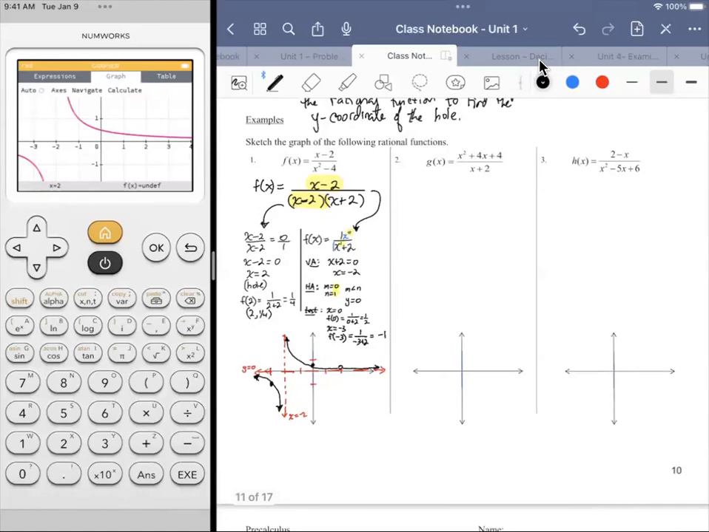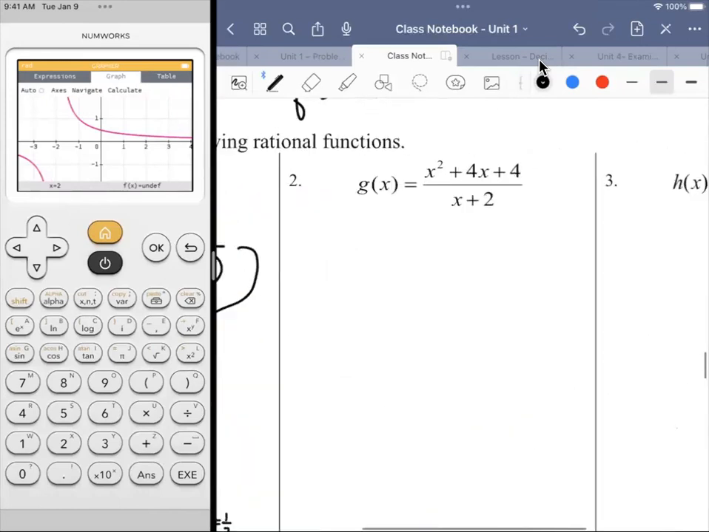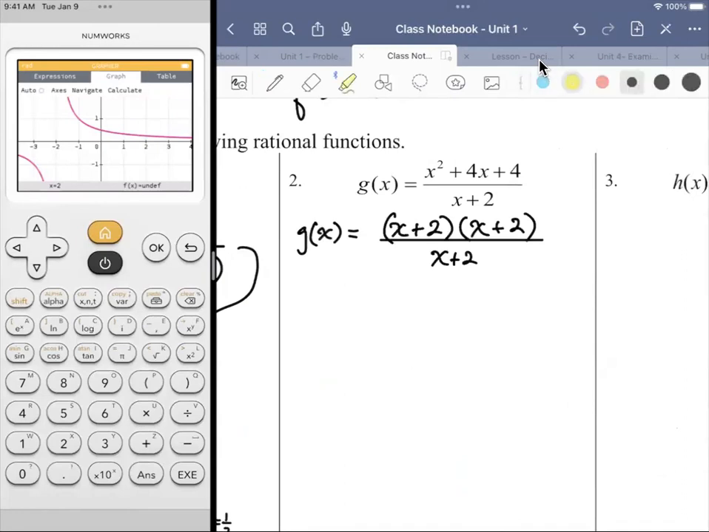So for the second one, again, we want to factor. So we're looking at g of x. Oops, stray mark there. On the top, if you factor it, you get x plus 2, x plus 2. On the bottom, you have an x plus 2. So we have a common factor that we can extract. All right, so this one and this one.